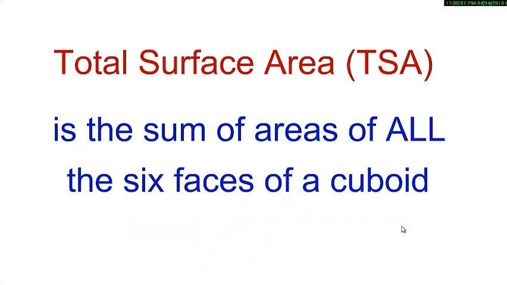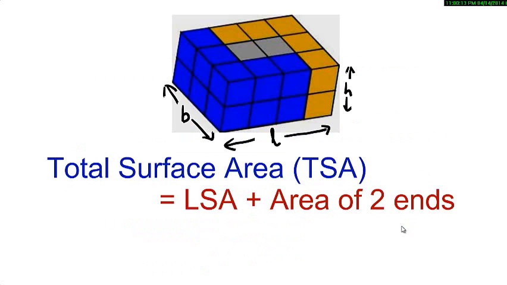Total surface area is the sum of areas of all the 6 faces of a cuboid. It is also the lateral surface area plus area of two ends. Can you find the total surface area of your cuboid by counting the area of all the small squares that are on the four walls as well as the two ends?